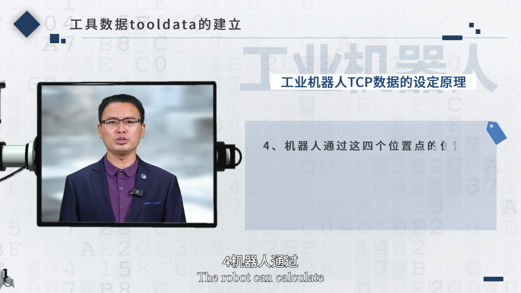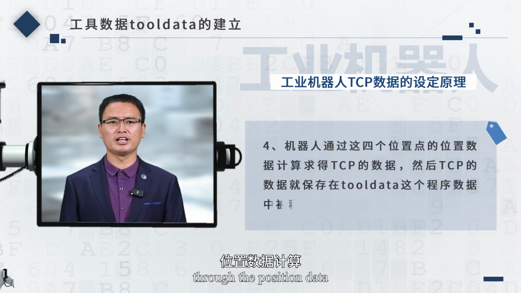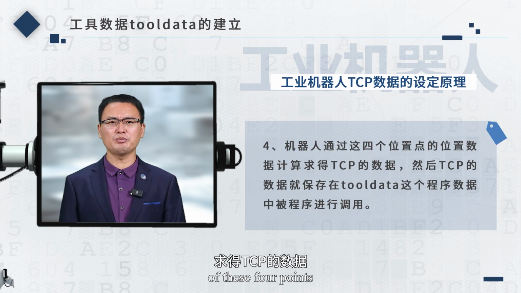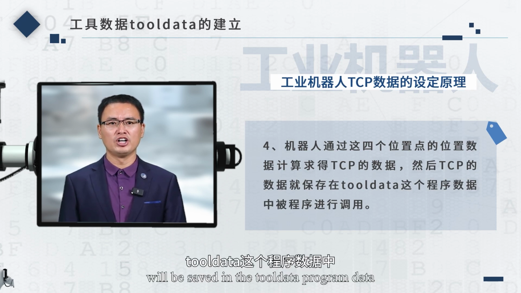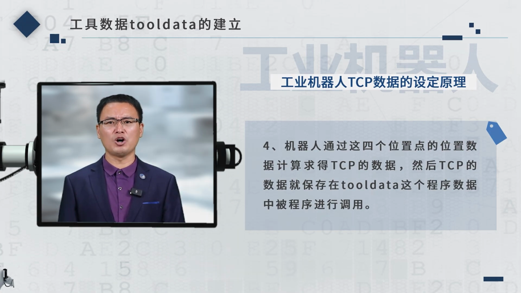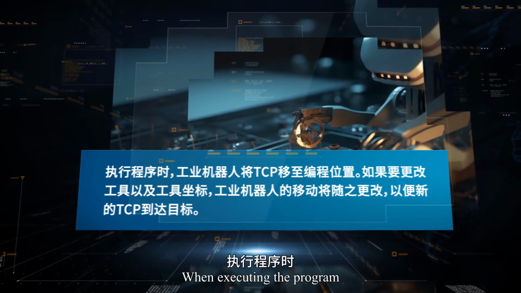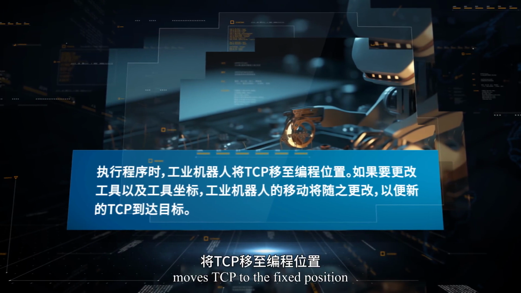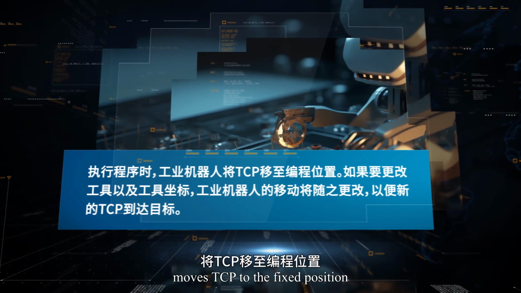The robot can calculate the TCP data through the position data of these 4 points, and then the TCP data will be saved in the tool data program data for operation. When executing the program, the industrial robot moves TCP to the fixed position.